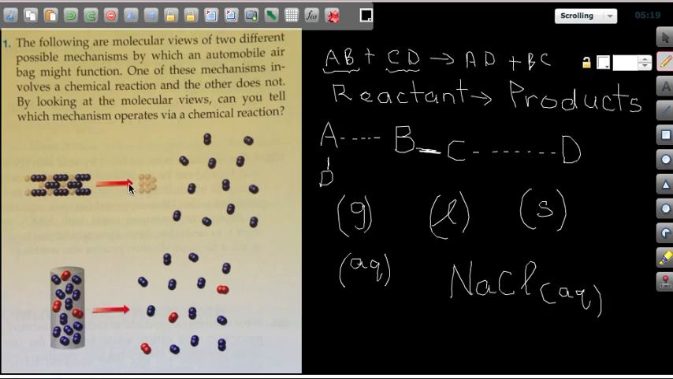I want to look at this problem that we see here. The following are molecular views of two different possible mechanisms by which an automobile airbag might function. One of these mechanisms involves a chemical reaction and the other does not. By looking at the molecular views, can you tell which mechanism operates via chemical reaction?